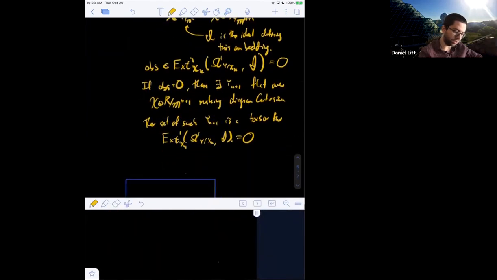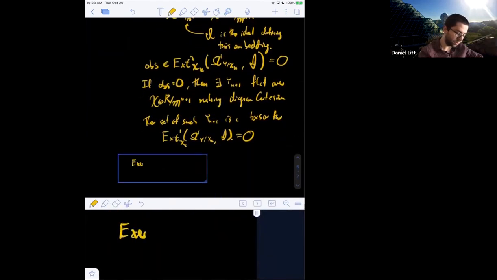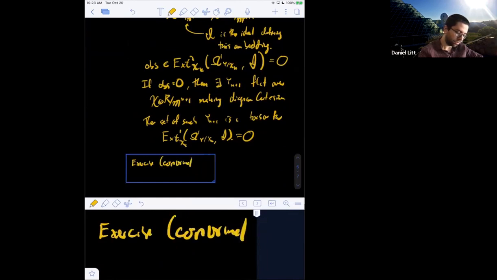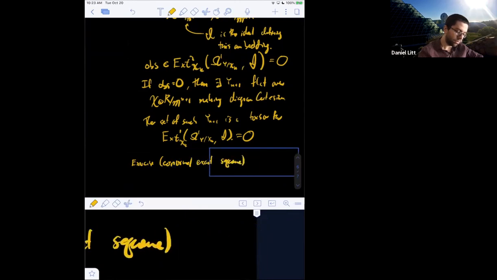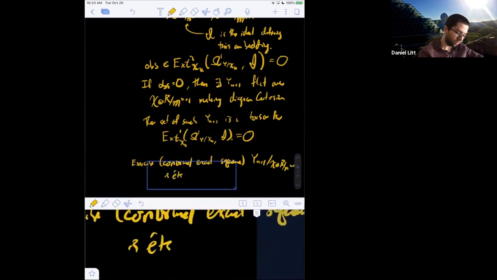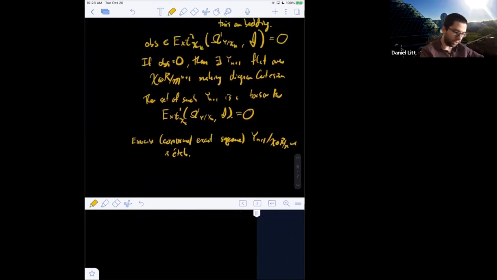And then the exercise, from the conormal exact sequence, is that Y_{n+1} over X tensor R mod M to the n plus 1 is étale. You could do this using the conormal exact sequence, or just using that you can check étaleness on the special fiber of a flat map. Great. Okay, so that was step 1.